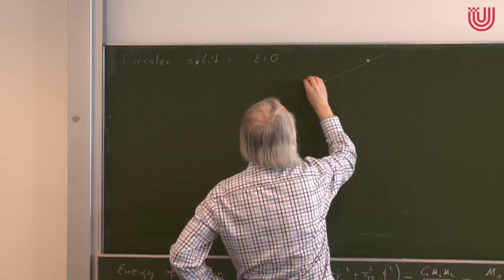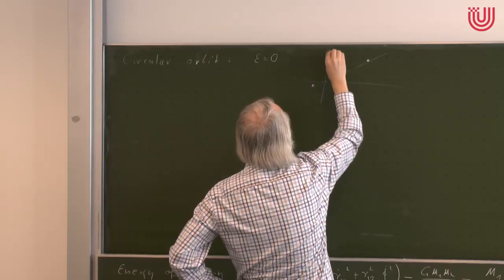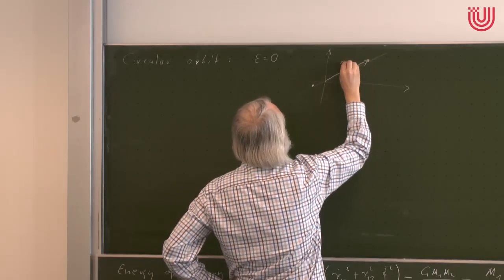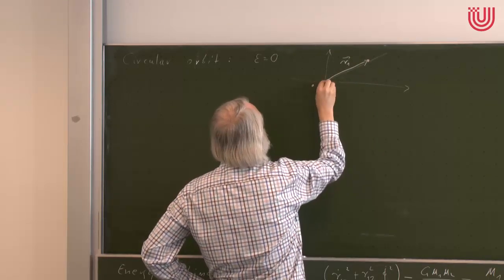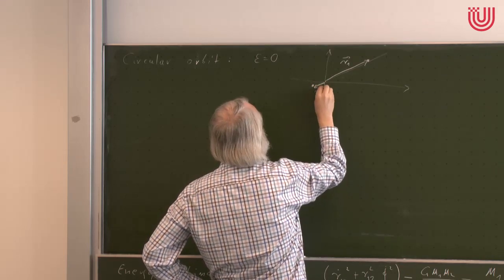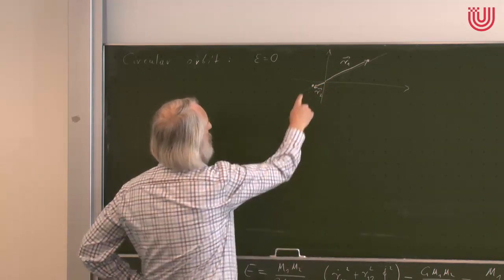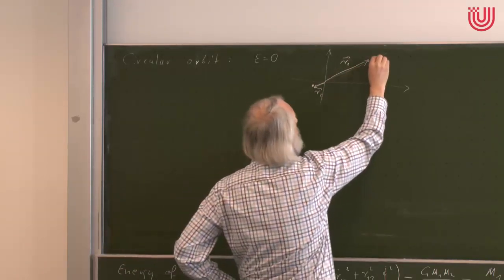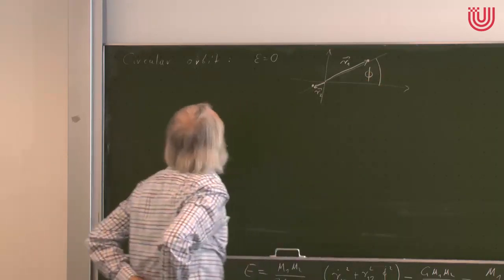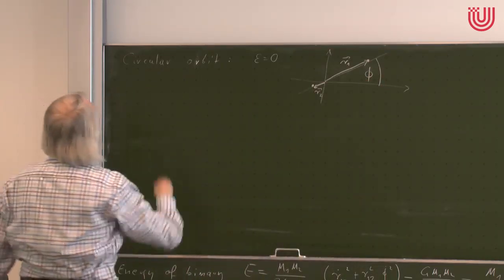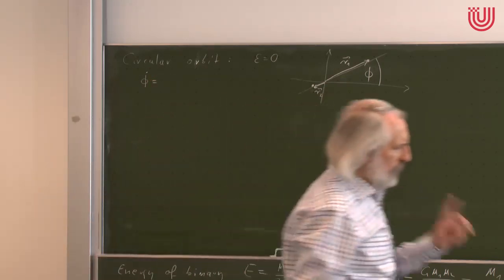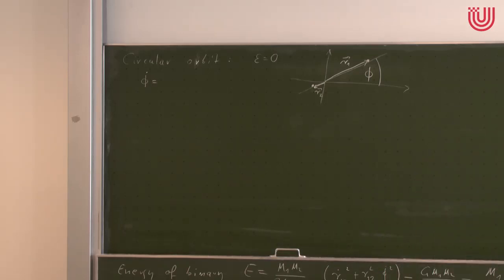So here is the origin of our coordinate system. And this was a vector which I had denoted R1, the position vector of one of the two masses. This is the position vector of the other mass. This is R12, the vector from here to here. And this is the angle phi. And now for a circular orbit, we have phi dot. If we specify this expression, which we had several times on the board, for epsilon equals 0, we see that it becomes time independent.